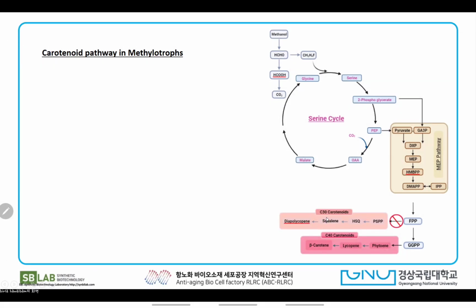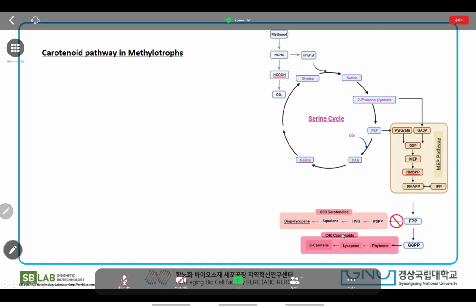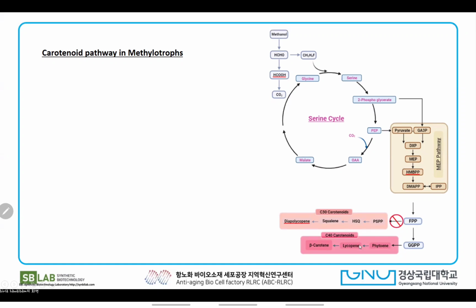Since we don't know the value and the uses of these C30 carotenoids, we wanted to produce C40 carotenoids in this organism. So we blocked the C30 carotenoid pathway by deleting some genes, and then we tried to introduce the C40 carotenoid pathway genes. But till now, we have had some problems with this C40 carotenoid pathway. When we tried to introduce it in our organism, it was found to have very toxic effects.